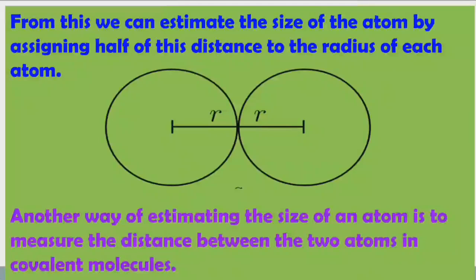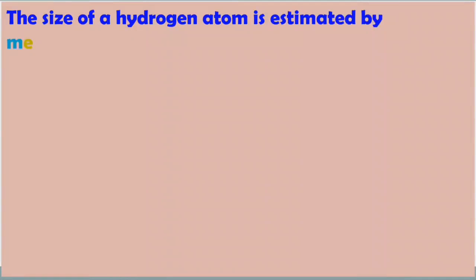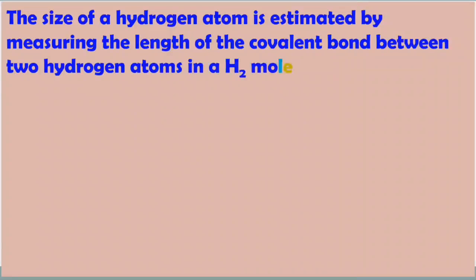Another way of estimating the size of an atom is to measure the distance between the two atoms in covalent molecules. When two similar atoms form a covalent bond, we can measure the size of an atom in a similar way. The size of a hydrogen atom is estimated by measuring the length of the covalent bond between two hydrogen atoms in a hydrogen molecule.